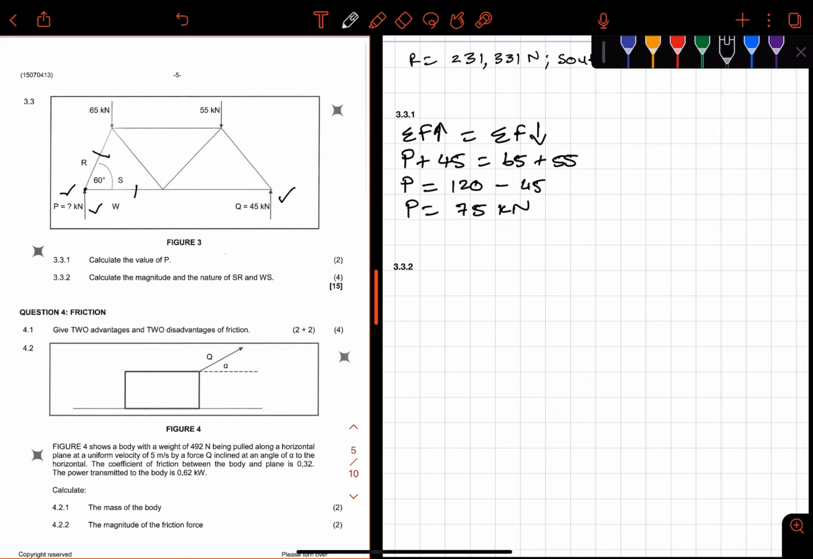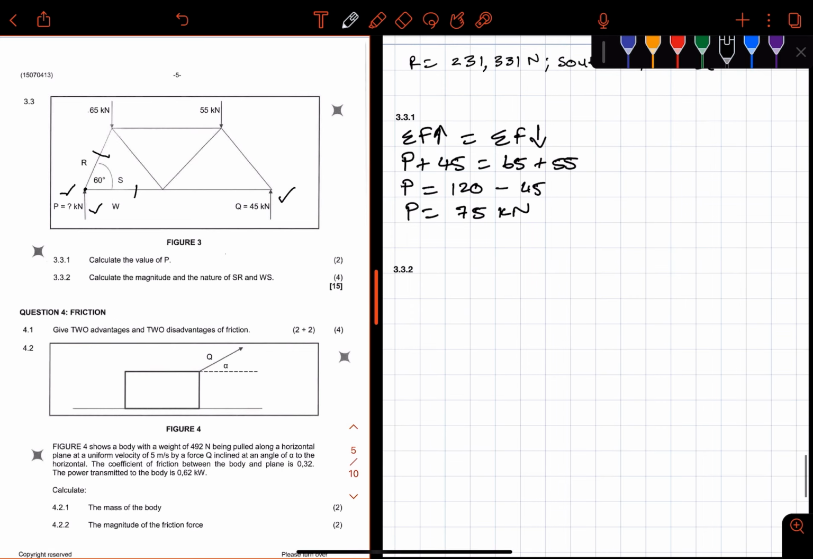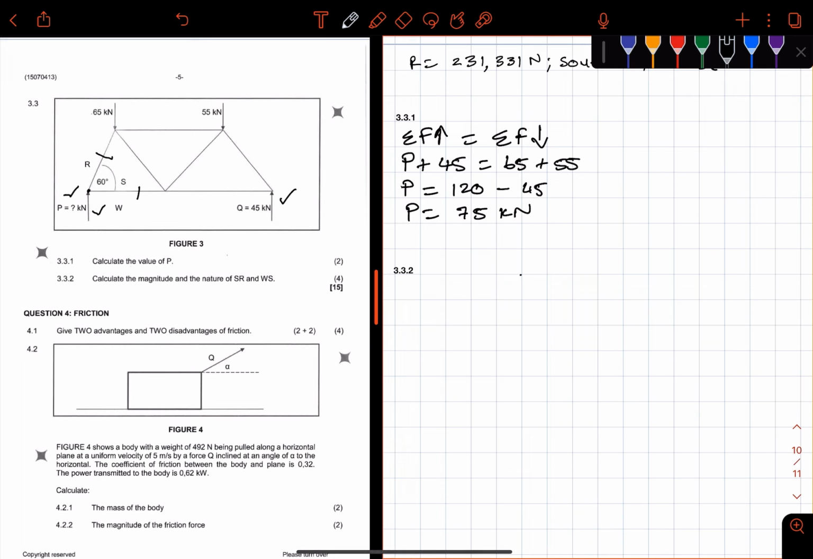So meaning, if we were to complete a triangle, you have the force P, and then you would have RS as well as WS. This is a right angle triangle. You have force P, and this force P is 75 kilonewtons. We know the direction of force P is headed upward.